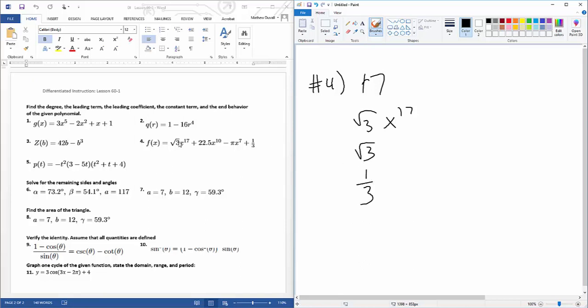And the end behavior of the given polynomial, so positive and odd, so it's going to look like that. And once again, it's going to follow the same end behavior as problem number 1.